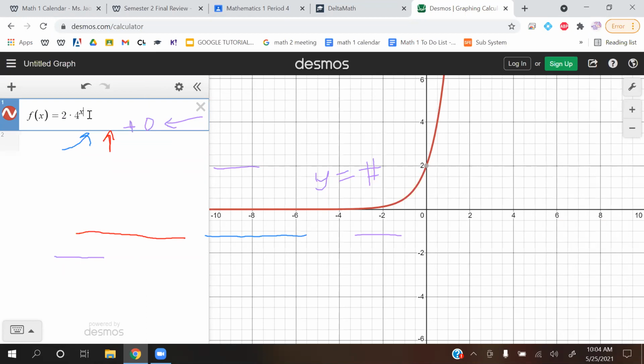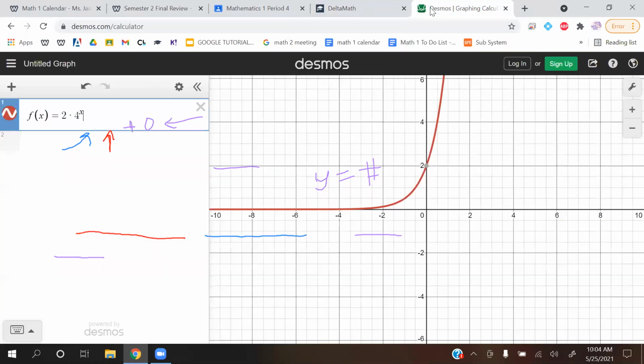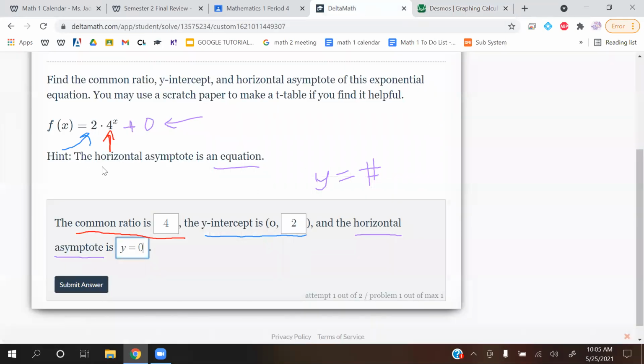So the common ratio, you can't really see it in the graph. You still have to know it's the base of the x. So the common ratio is still the 4. The y-intercept. So for the y-intercept, if you just graphed it out, the y-intercept is what appears where the graph intersects this axis. So you can see right here, 0, 2, which, like we said over here in Delta Math, was just the number in the front, is the 0, 2. That's your y-intercept.